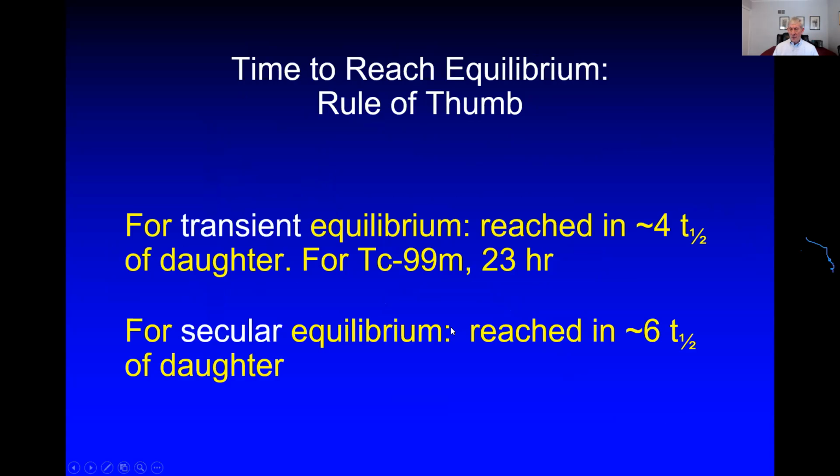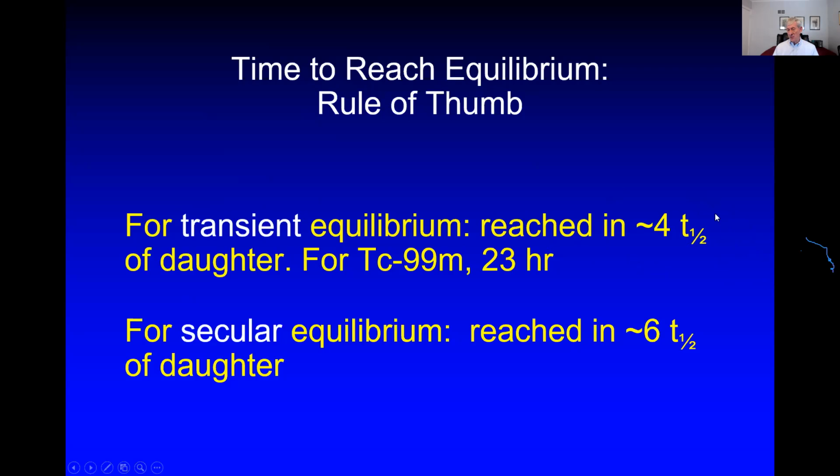Now, if you had your lecture notes in front of you, I would tell you put a big star by this first item. It's a common exam question. I'm going to ask you this question on the exam, but in a slightly different format. How long does it take to reach equilibrium? What's the rule of thumb? Lucky for you, the math is easy. If it's transient equilibrium, we simply say we're going to take 4 times the daughter half-life, and that's going to be our estimate. Look how accurate it is here. 4 times 6 hours is 24. It actually takes 23 hours.